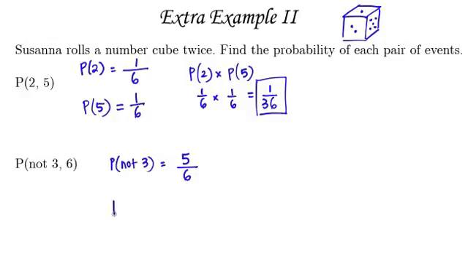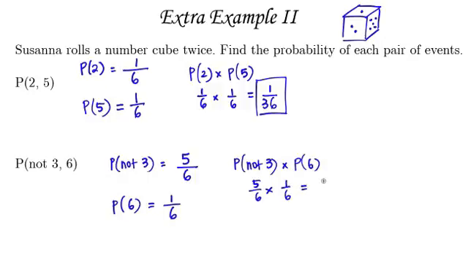And then that's my first roll. That's my first event. My second roll is the probability of rolling a 6. Again, there's only one side with the 6, so that's 1 over 6. So the probability of the first one times the probability of the second one is 5 over 6 times 1 over 6. 5 times 1 is 5 over 36. That can't be simplified, so that's my answer.